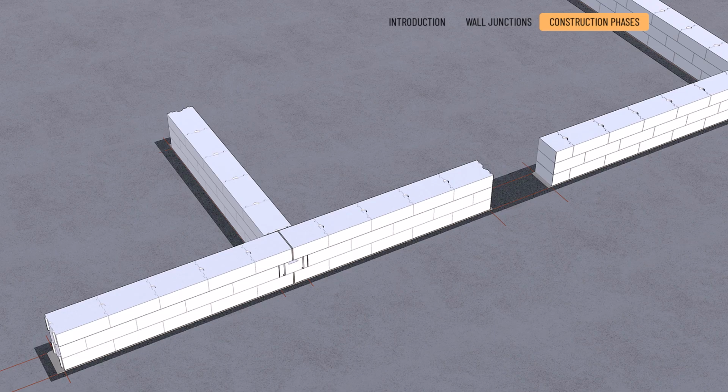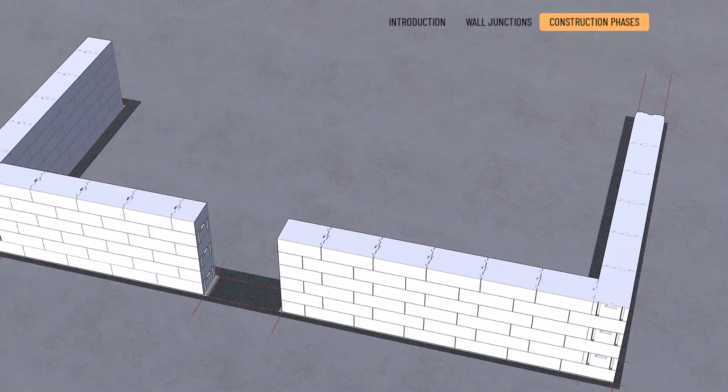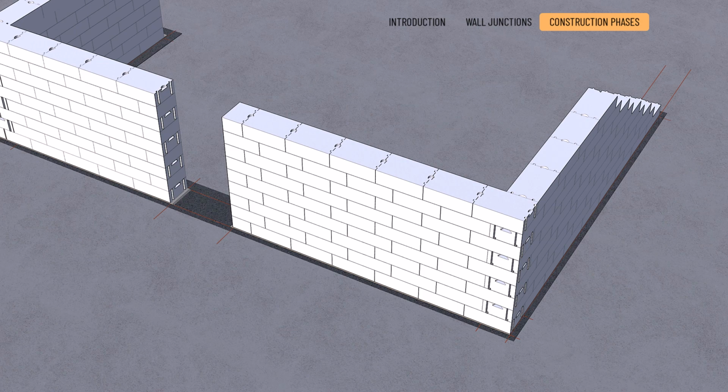Using the leveling bar and rubber mallet, ensure the level and plumb as earlier, while alternating the 2 types of courses.